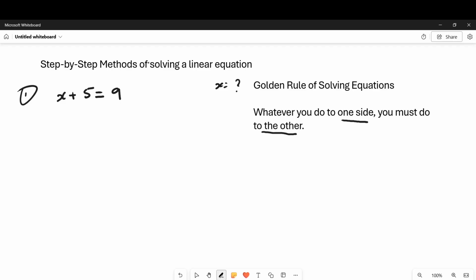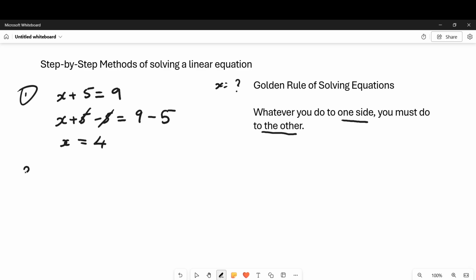So what will we do to remove this one? On the left hand side we have x plus 5. We just subtract 5 from the left. So the same thing we need to apply on the right also. Minus 5. So we subtract 5 from the left and do the same subtraction on the right also. So here, 5 minus 5 is 0. 9 minus 5 is 4. So here only x is left. So x is equal to, what's the right hand side value? 4. So this is the answer. This is how we solve the linear equation.